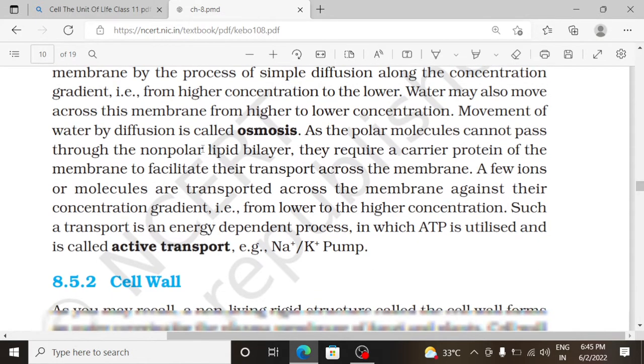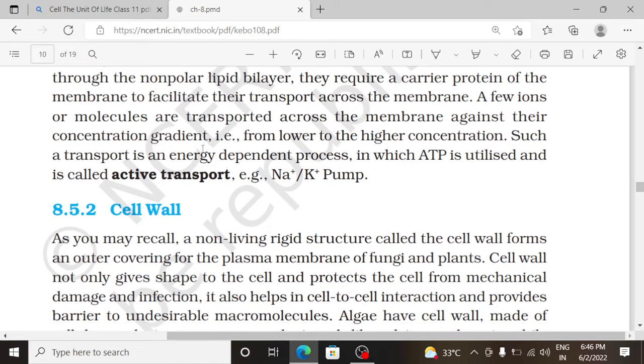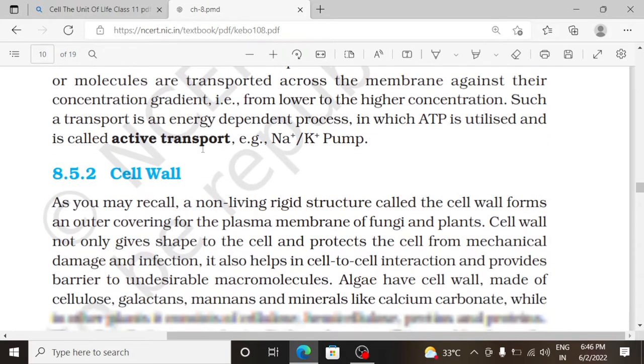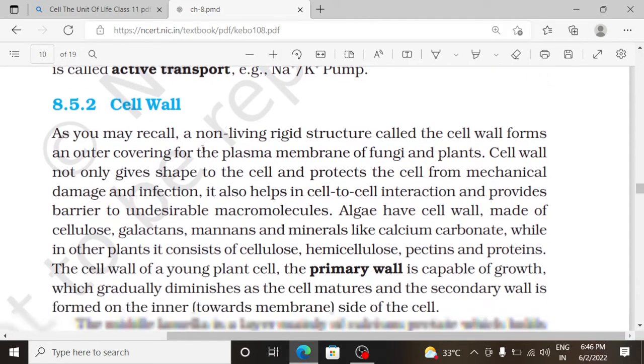As the polar molecules cannot pass through the non-polar lipid bilayer, they require a carrier protein of the membrane to facilitate their transport across the membrane. A few ions or molecules are transported across the membrane against their concentration gradient, that is, from lower to the higher concentration. Such a transport is an energy-dependent process in which ATP is utilized and is called active transport. For example, the sodium-potassium pump. Cell wall.